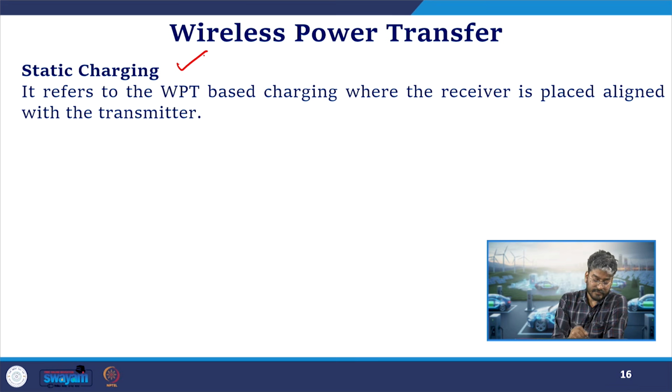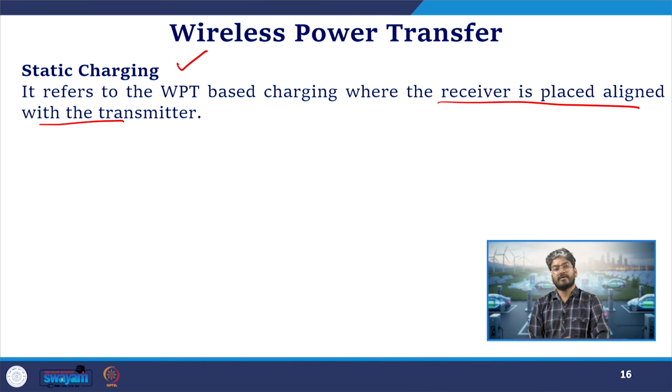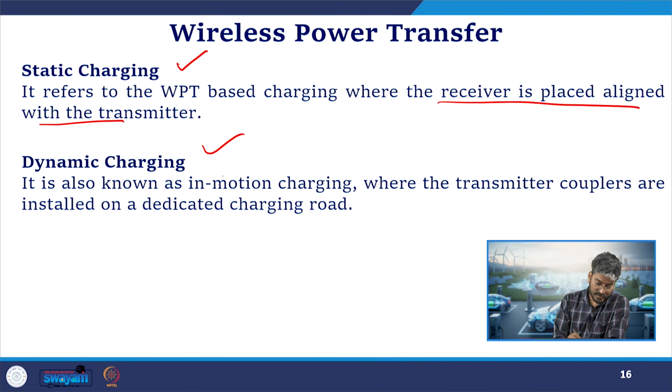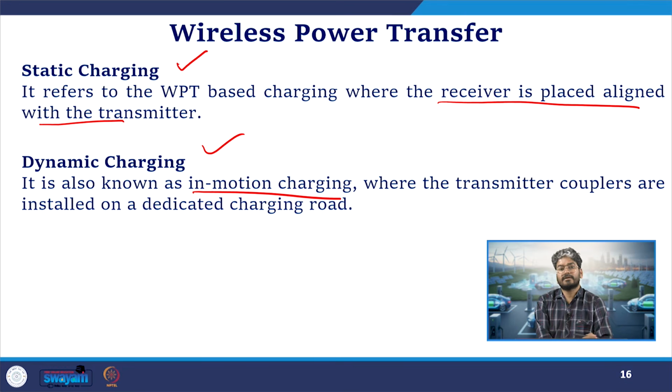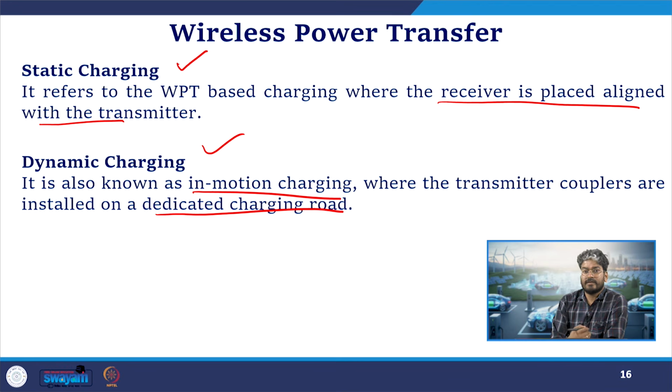Now static charging, the other way of classifying this. Static charger: here the receiver is placed aligned with the transmitter, then here our power transfer will be taking place, that is the vehicle will not be moving when we have static charger. Dynamic charger, it will be charging when it is in motion. We have already discussed this, the vehicle will be moving and simultaneously it will be charging. For that we will be having dedicated charging routes, where we will have the transmitter coils, and the vehicle when it is still in motion will see the transmitting coil in its proximity and the charging will be starting.